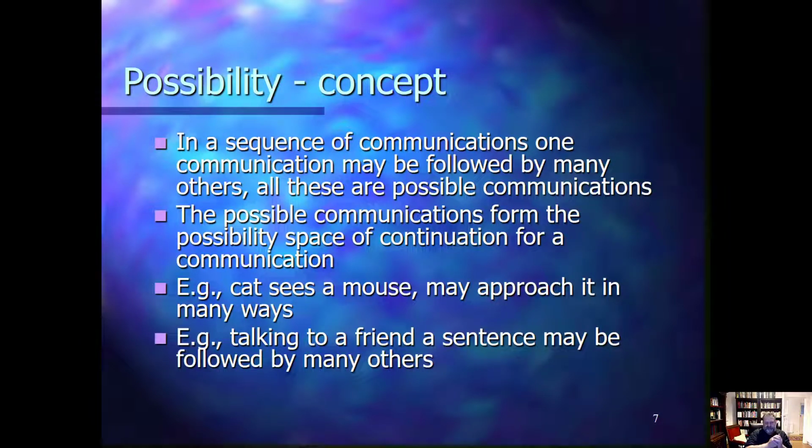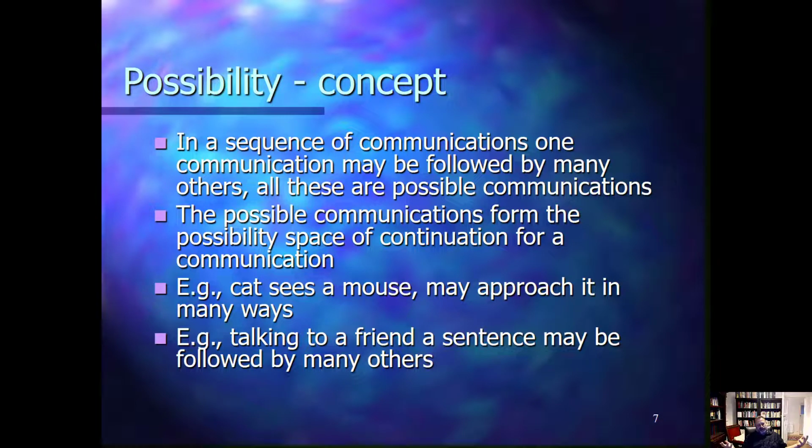So let's move a bit further to see better how this works. So let's introduce the concept of the possibility. So in general, communications within the system follow many other communications. They can be seen as a sequence of communications. And every communication can be followed by many other possible communications, but not necessarily by any communication. There is a range of possible communications that may follow. Now, these possible communications that may follow constitute the possibility space of continuation for communication.